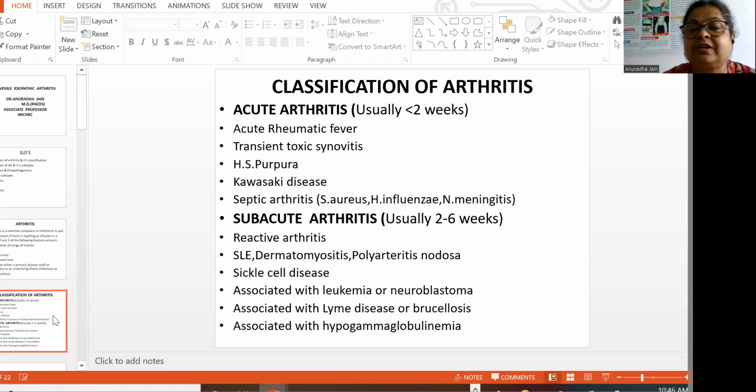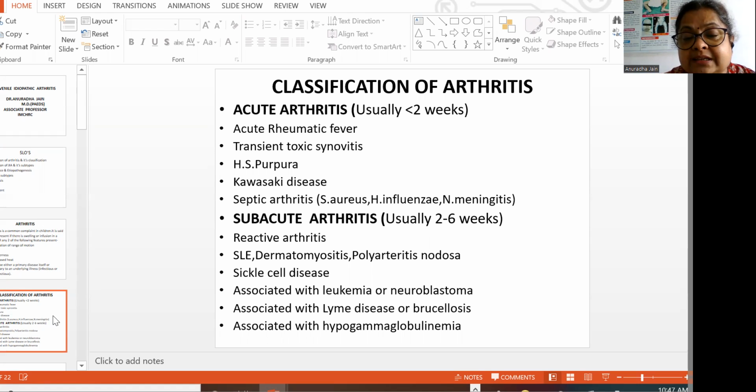So classification of arthritis depends upon the duration: acute arthritis, subacute arthritis, and chronic arthritis. What is acute arthritis? Usually less than 2 weeks. It occurs in acute rheumatic fever, transient toxic synovitis, Henoch-Schonlein purpura, Kawasaki disease, and septic arthritis, that is, Staph aureus, H. influenzae, and Neisseria meningitidis, secondary to these bacterial infections.